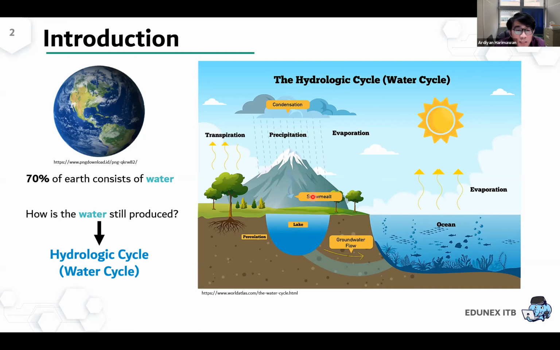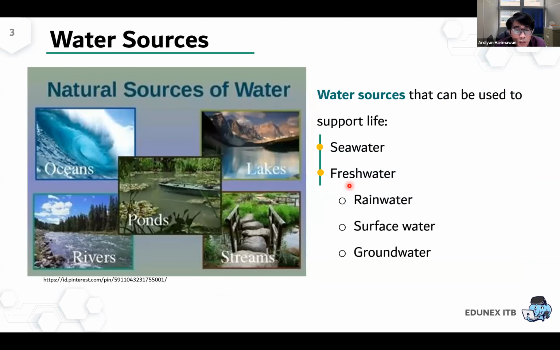And the most important is the characteristic will also be different. Okay, so basically to support our life, supporting any life, the water sources that can be used, you can get from seawater. Of course, you need to apply more advanced technology, but with simpler technology, the water that we need to support life can be obtained from fresh water. Basically, fresh water is our main source of water.